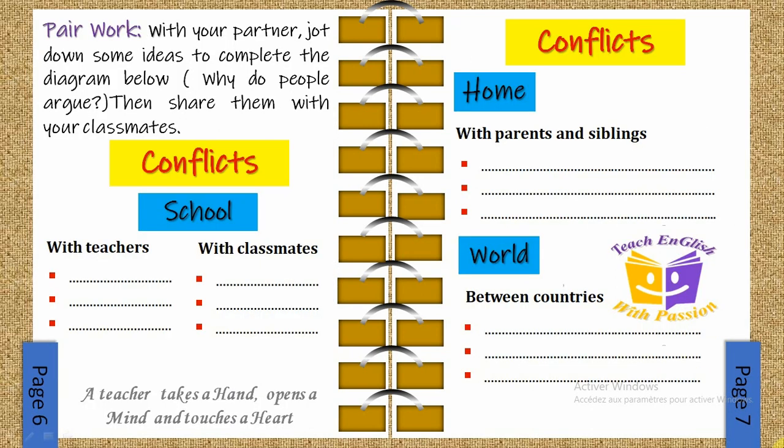The next step in the lesson is meant to discuss and identify the sources of different conflicts. Learners are asked to complete the diagram given with their own ideas, answering the question, why do people argue? Learners take a few minutes to list the different reasons or sources of international, home, and school conflicts. Then they share their ideas with their classmates and the teacher for further discussions.